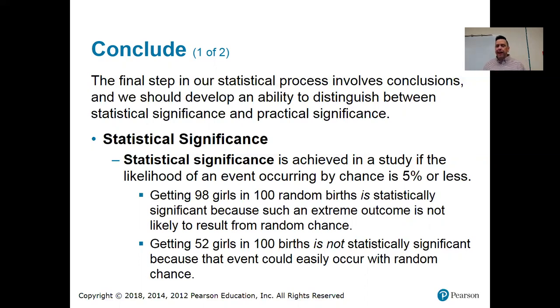So a couple of examples: getting 98 girls in 100 random births, that would be statistically significant because that is really, really, really unlikely to happen by chance. 98 out of 100. 52 out of 100, that could easily happen by chance. That would not be considered statistically significant.